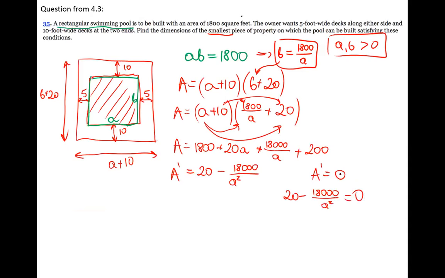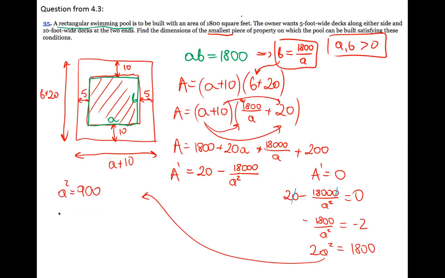I can divide both sides by 10. Then I have 1800 over A squared minus 2, and I can cross multiply. 2A squared is 1800, then A squared is 900. And A is the square root of this, which is 30. We have to skip the negative in this case. So A is 30.